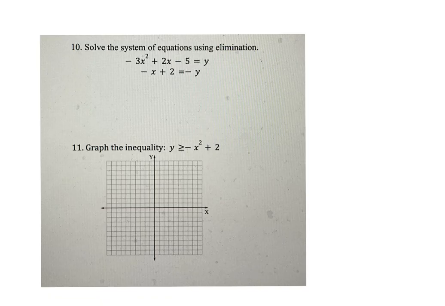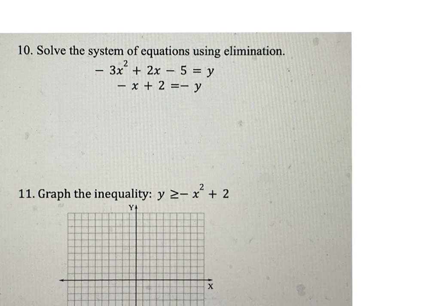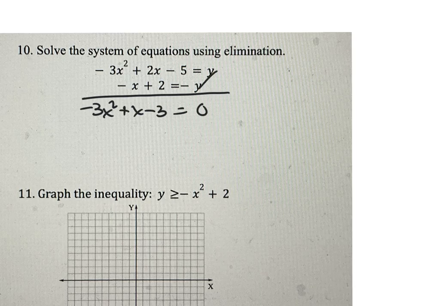Last slide. Number 10, solve these by elimination. I'm just going to go right now. The y's are ready to go. All right, so I'm going to draw a line right here and just add stuff up. There's nothing to add to the 3x squared. The x's would be 1x. Negative 5 plus 2 is negative 3. And the y's, gone, which is what I wanted to happen.